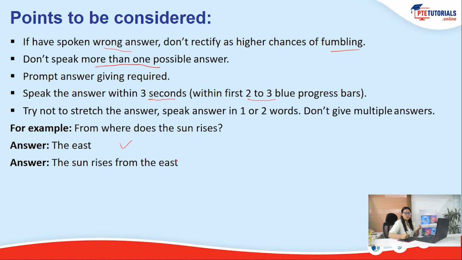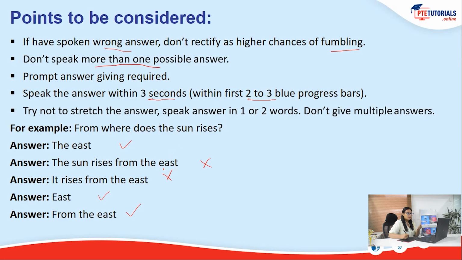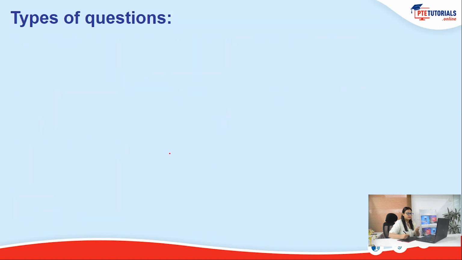The sun rises from the east. This won't give us the scores. It rises from the east. Not one of the possible answers. East? Yeah, this can give us the scores. From the east? Might be, it can give us the scores, as there are just 2 to 3 words. So the best approach towards speaking the answer is to use just 2 to 3 words of the answers.